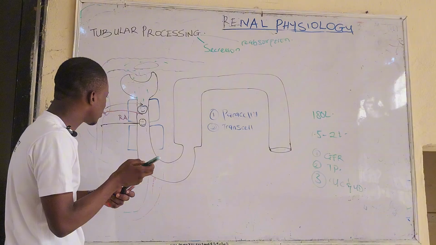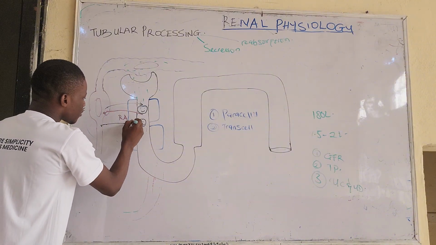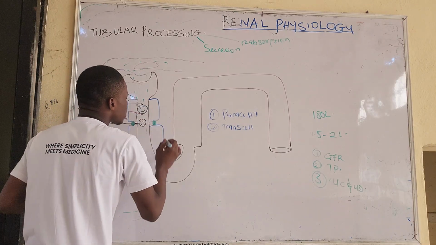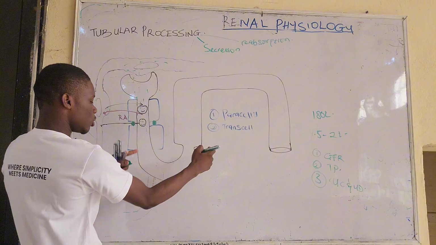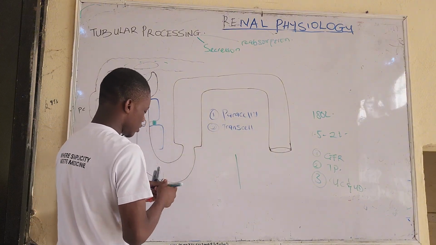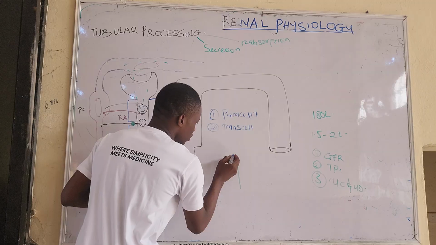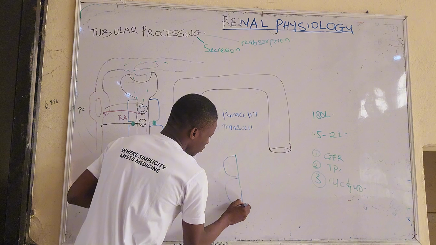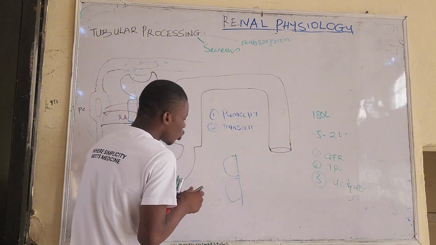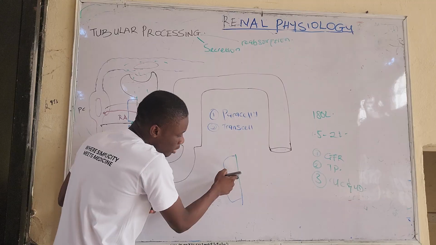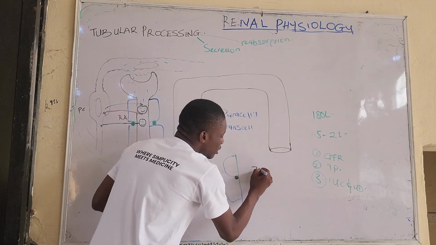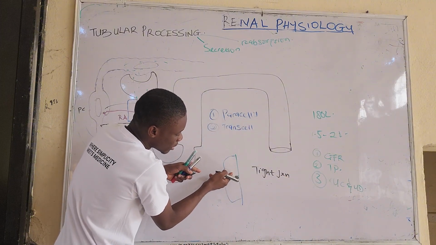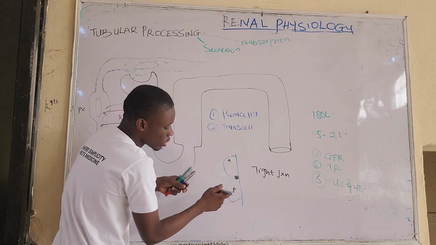Now, one more thing I want you to know is that between two PCT cells there is something. We call it the tight junction. Let me draw the PCT again to show you. This is one PCT cell, this is another PCT cell. In between these two PCT cells, there is something connecting them together, and it's called the tight junction. This is PCT cell A, PCT cell B, and what is connecting both of them is a tight junction.